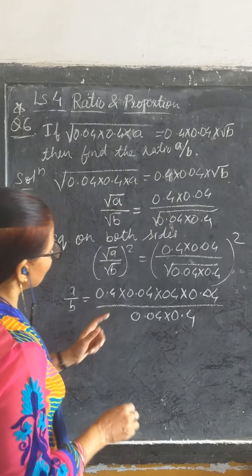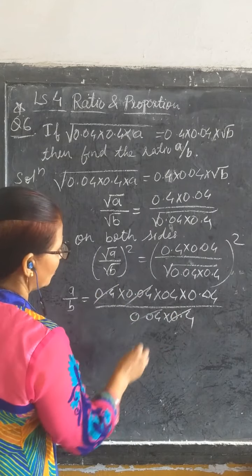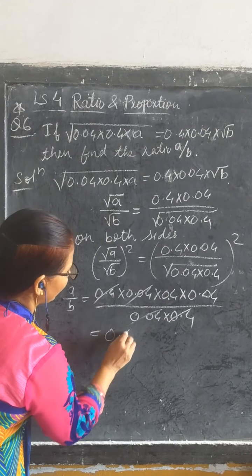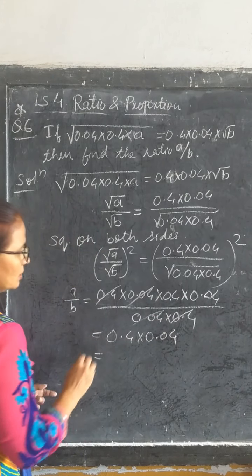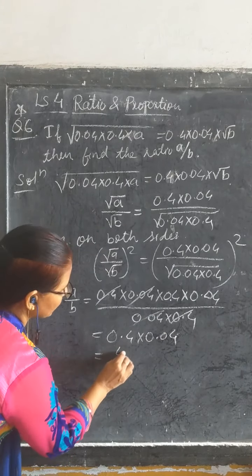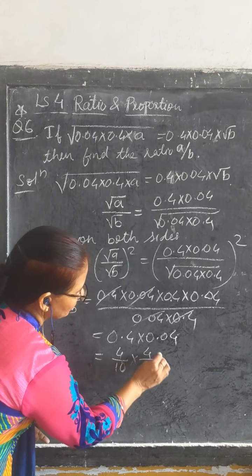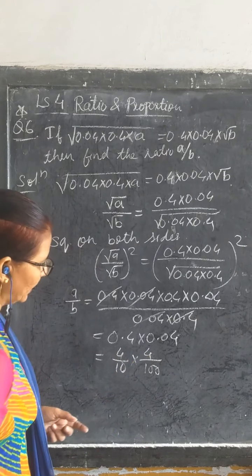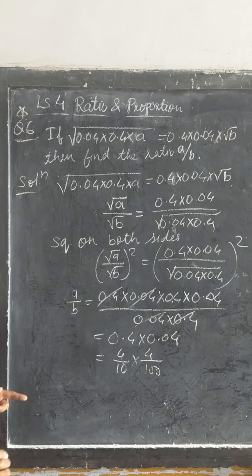Now you can see children, in the numerator and denominator you can cancel these two terms. Okay. Now what is left with you? There is 0.4 into 0.04. Now 0.4 can be written as 4 by 10. 0.04 can be written as 4 by 100. Now 4 by 10 into 4 by 100.